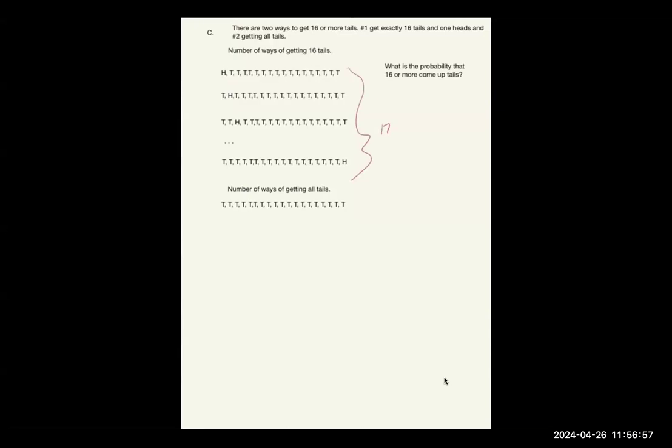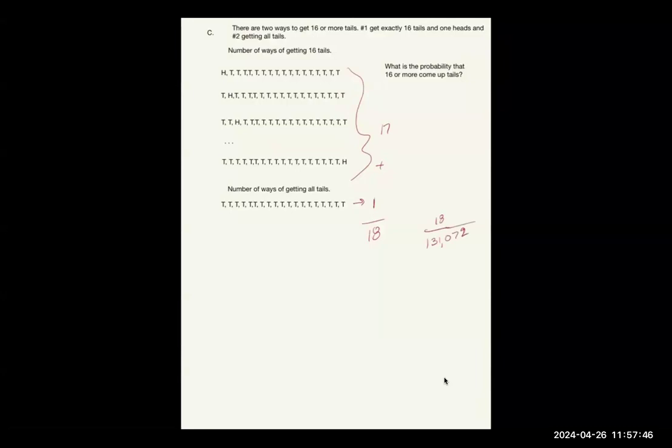All right. Then we also have to consider the number of times that you can get more than 16. There's a total of 17 tosses, so more than 16 would mean that all 17 were tails, and there's only one way of doing that. So I add the 17 plus 1, and that equals 18. I add all the ways that I can get exactly 16 tails to all the ways I can get 17 tails, and that is the total amount of ways I can get 17 or more tails. So the answer here is 18 over the total amount of possible outcomes, which is 131,072, I believe, right?